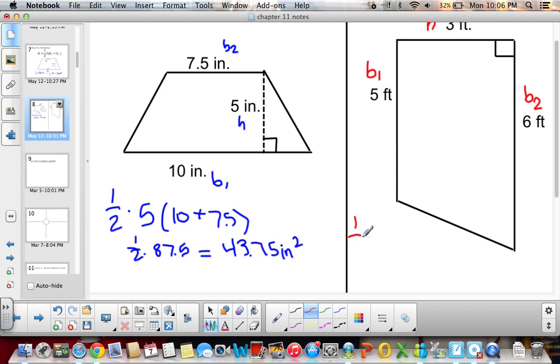So we take 1/2 times 3 times 5 plus 6. I know that 5 plus 6 is 11, times 3 is 33, so 1/2 times 33. 33 divided by 2 is 16.5, and it's area, so again, it's units squared, so it's 16.5 feet squared.